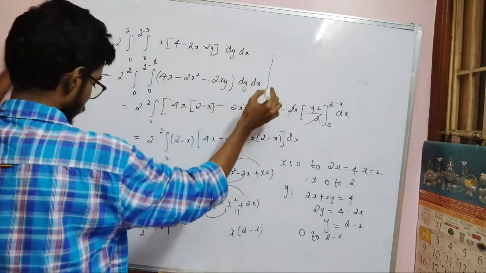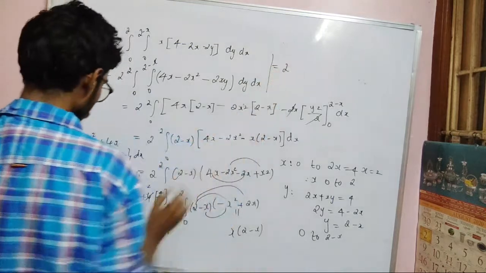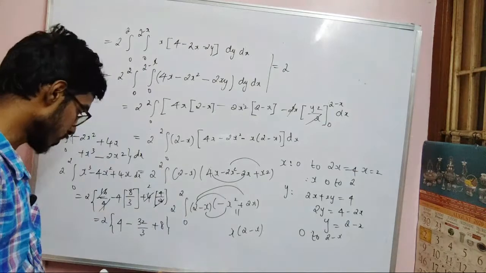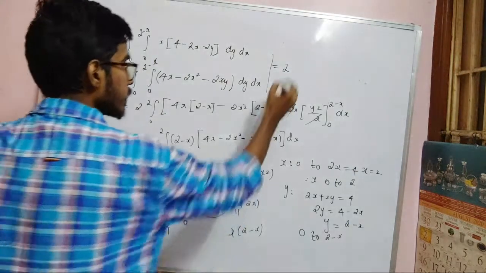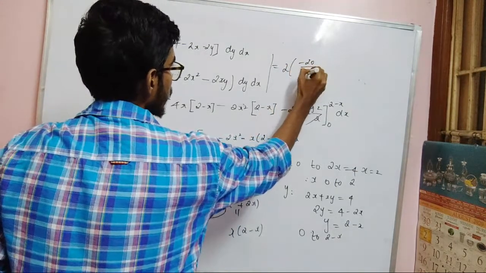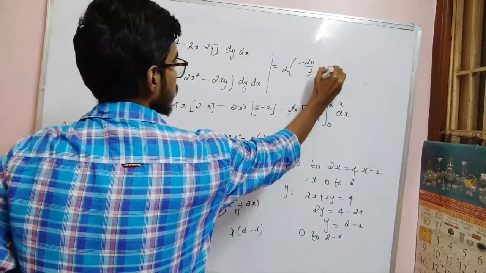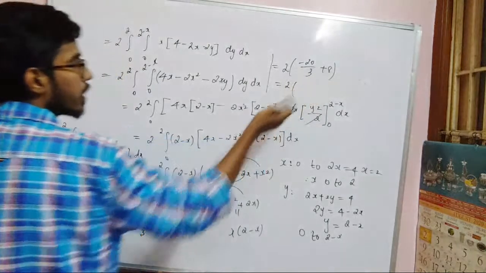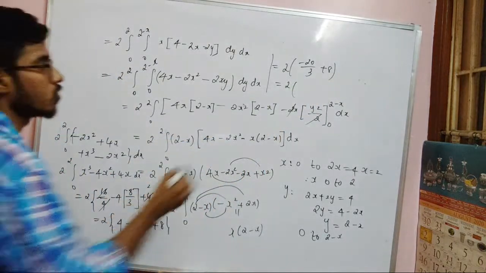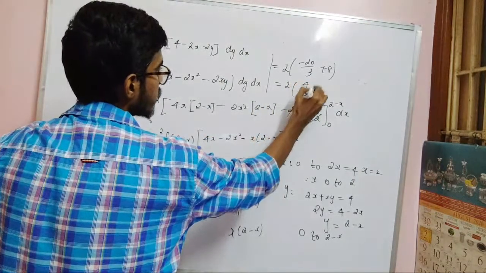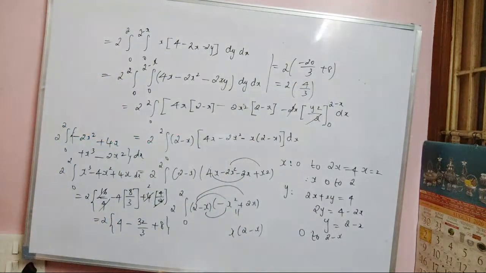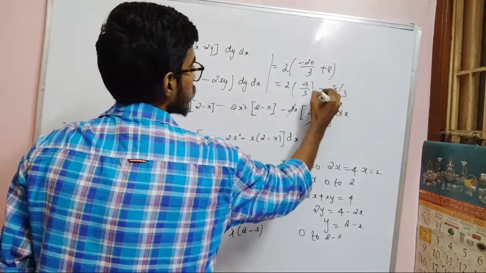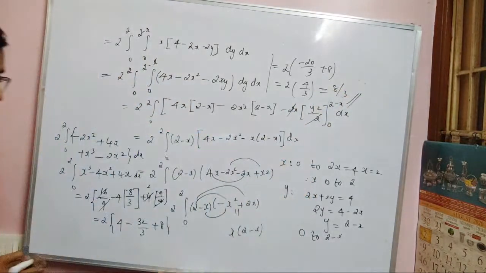So this will be 2 into 4 minus 32 by 3, which is 12 minus 32 by 3. 12 minus 32 by 3 is minus 20 by 3, plus 8. So this is 2 into minus 20 plus 24, which is 4 by 3, which is equal to 8 by 3. So 8 by 3 is the required answer.